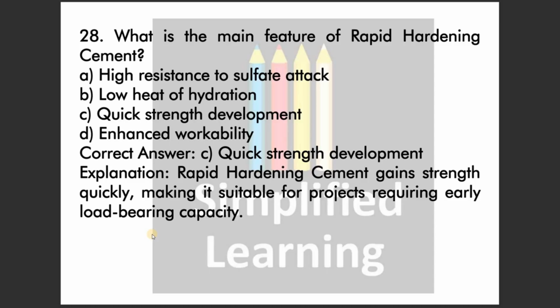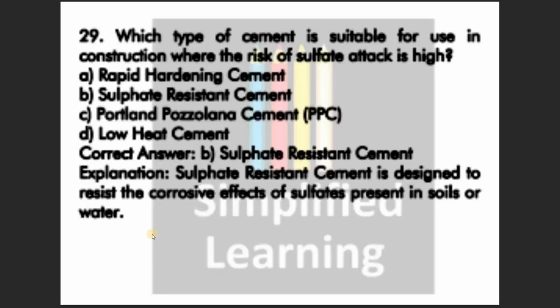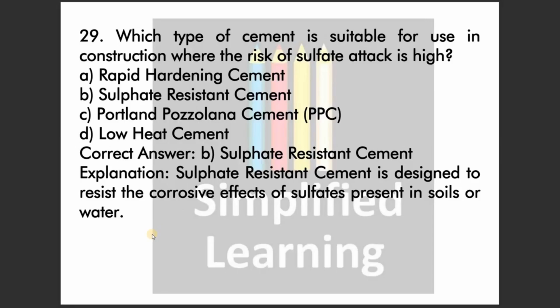The early strength gain is the essential property that rapid hardening cement has, and it is suitable for projects requiring early load bearing capacity. Then which type of cement is suitable for use in construction where the risk of sulfate attack is high? Obviously, when we are saying that the risk of sulfate attack is high, risk of chemical attack is high, risk of salinity attack is high, we are obviously going with sulfate resistant cement.